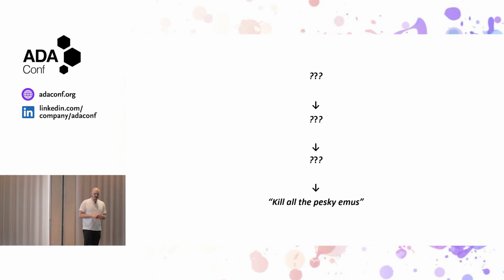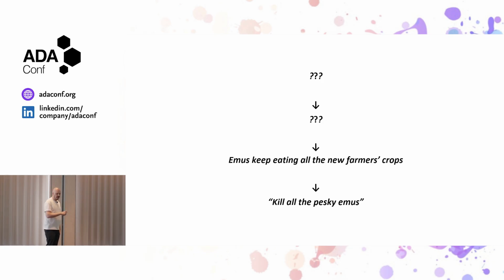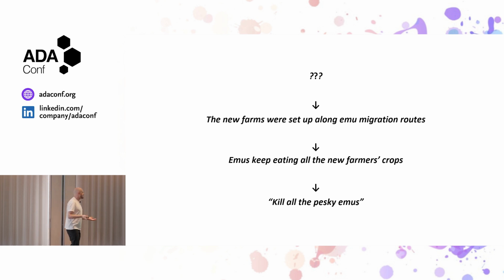Now, if you remember, that goal existed because the emus kept eating all of the new farmers' crops. And, well, why did they do that? Unfortunately, these new farms were set up against long-standing emu migration routes. What a great place to put a new farm, eh? So why did we pick those? Why the substandard choice of location for these farms?